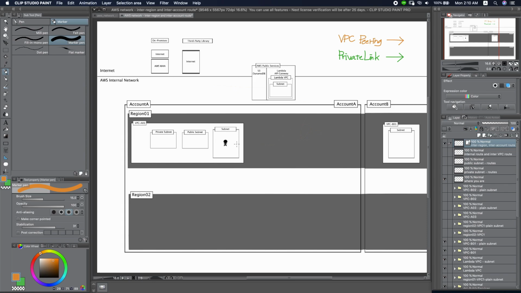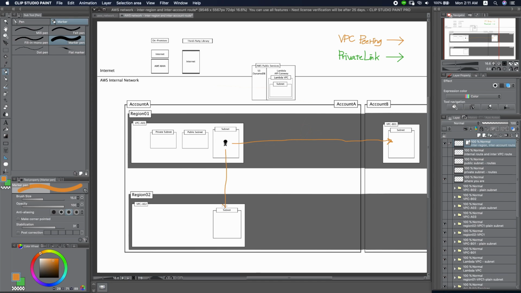we would like to direct traffic from here to a VPC that is in the same region, but in another account. For this one, we can use VPC peering to build up that connection. Next, if we would like to direct the traffic to a VPC that is in another region but in the same account, for this cross-region traffic, we can also leverage VPC peering too.